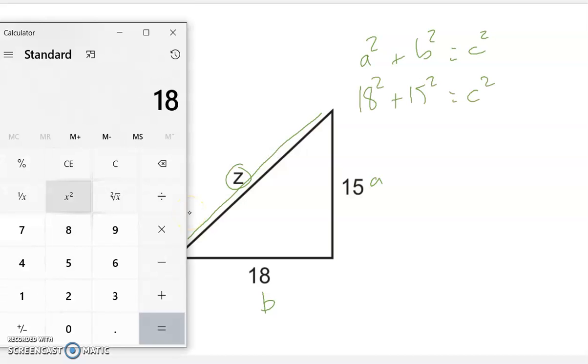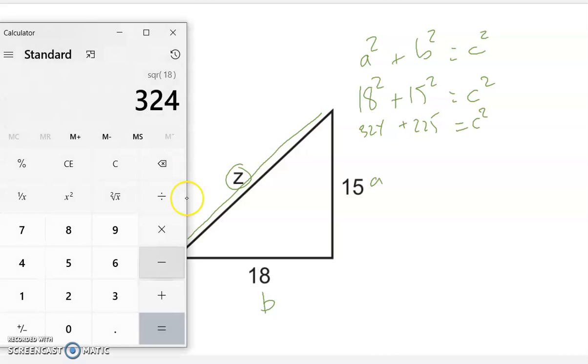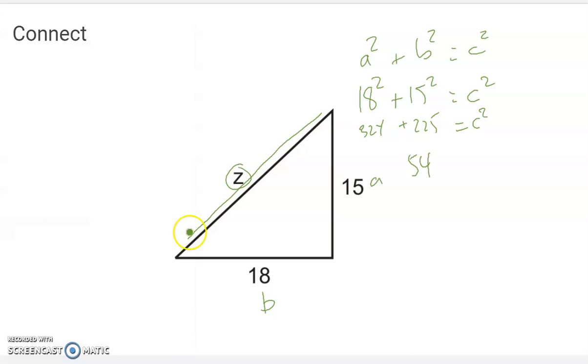18 squared I don't know, 324. 15 squared I do know is 225. And those should equal c squared together. Add those up. 324 plus 225 is 549. So remember, that doesn't mean that this side is 549. It means that this side squared is 549.